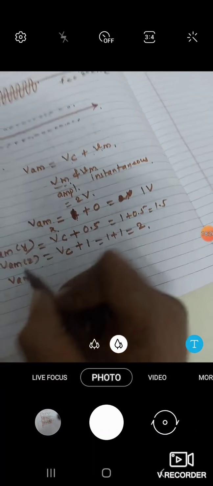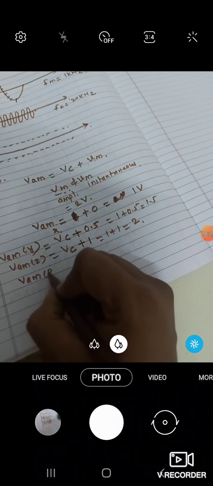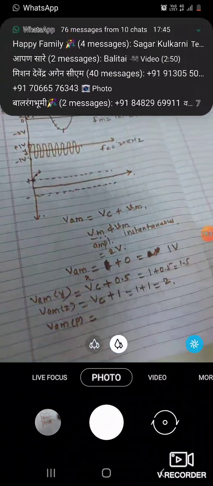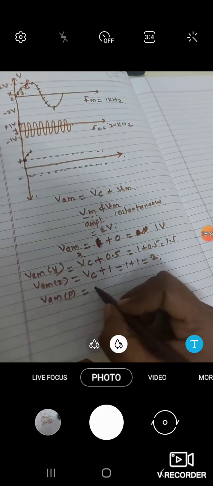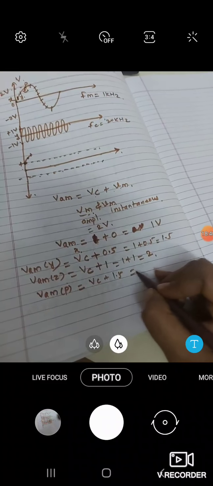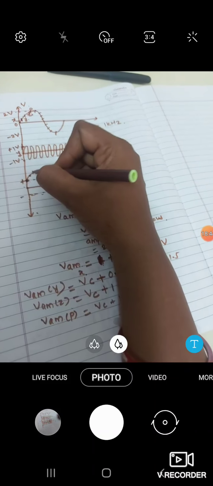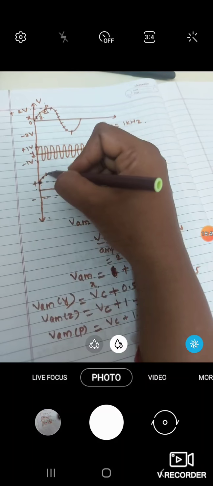Then let us consider another point P, which is having voltage as 1.5. Consider this point, which is having the voltage as 1.5. So how will you find out VAM at point P? VC plus, what will come here, 1.5. So it will be given as 2.5. So the amplitude of VAM at this point is 2.5.